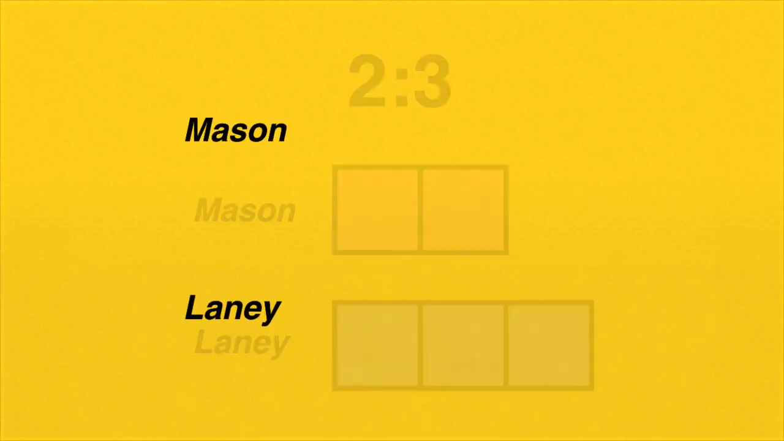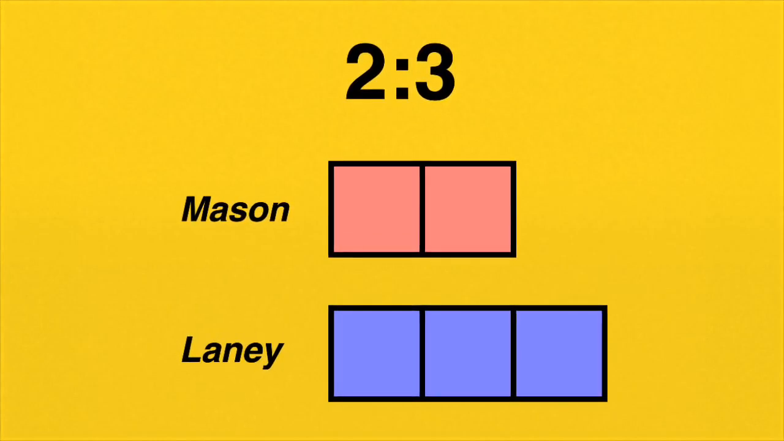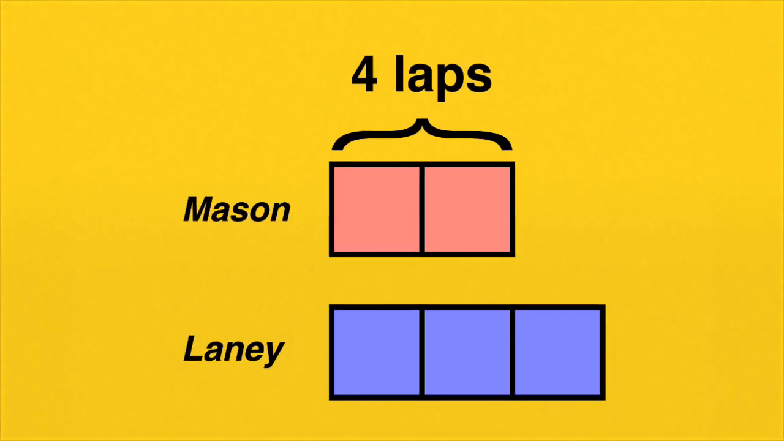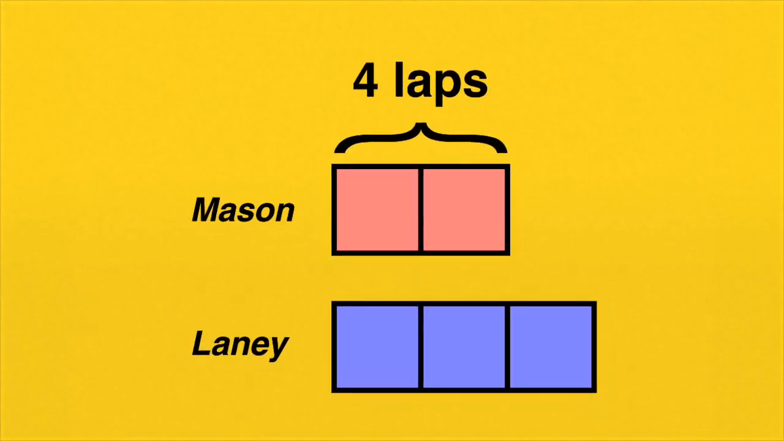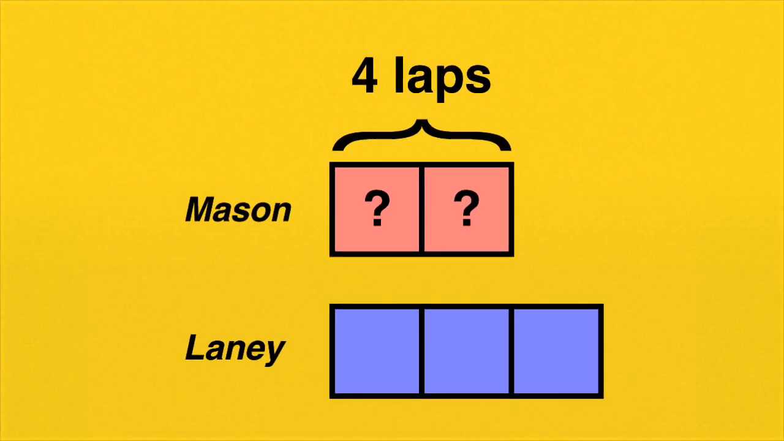Alright, let's start putting down our data. We have Mason and we have Laney. And we have a ratio, 2 to every 3. So we can put 2 units for Mason and 3 for Laney. But we're also told that Mason ran 4 laps. The question is, if Mason ran 4 laps, then how much is each of these units worth?